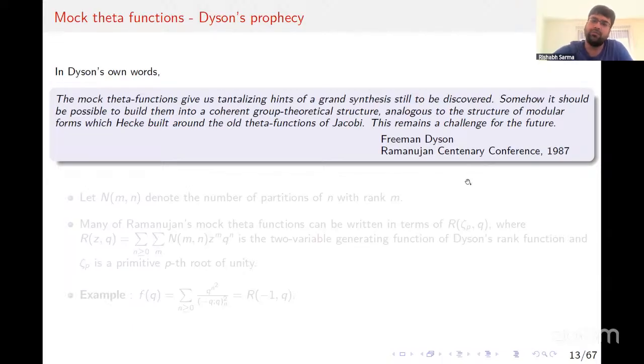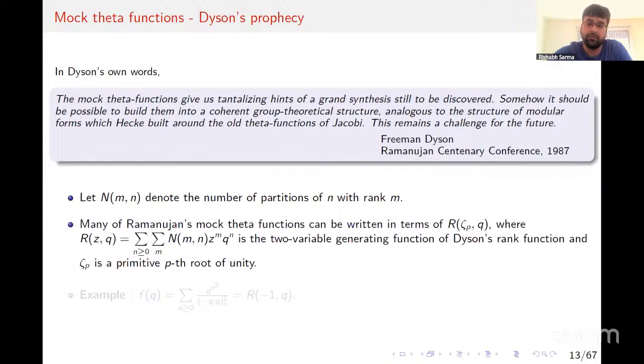Since this talk is just for an hour, I'm not going to focus on mock theta functions. They are also as legendary as Ramanujan's partition congruences and these rank and crank statistics, and they are related to rank and crank statistics, which is what I'm going to explain now. If N(m,n) denotes the number of partitions of n with rank m, then many of Ramanujan's mock theta functions can be written in terms of the two-variable rank generating function R(z;q), where we replace the variable z by a primitive pth root of unity zeta_p.